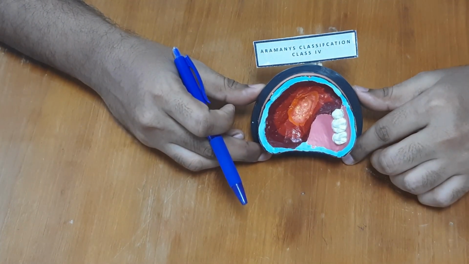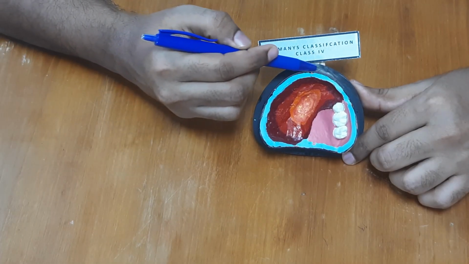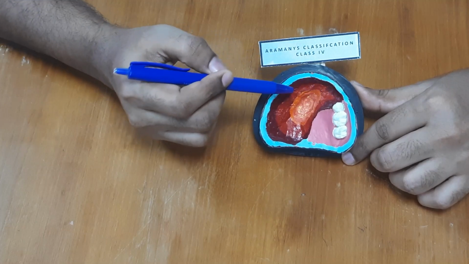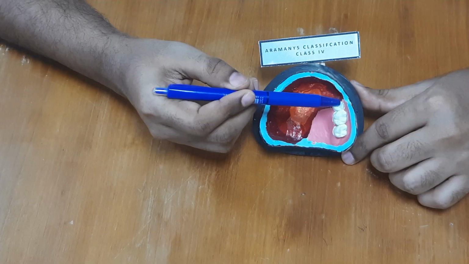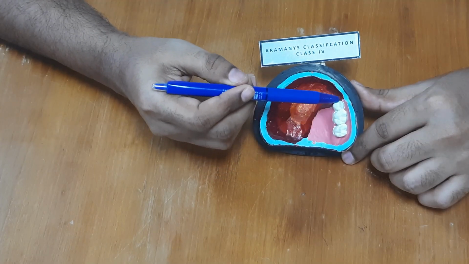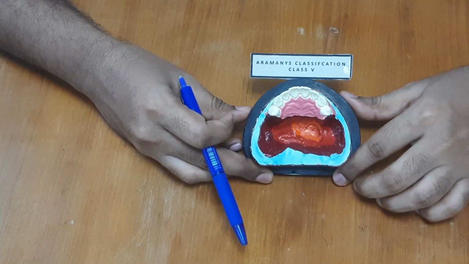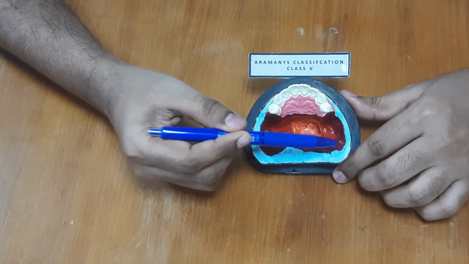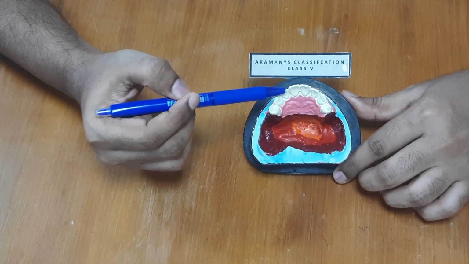This is an example of Aramany's class 4 maxillary defect. The defect crosses the midline. It involves both sides of the maxilla. There are few teeth remaining which lie in a straight line. This is an example of Aramany's class 5 maxillary defect. The surgical defect is bilateral. It lies posterior to the remaining abutment teeth.